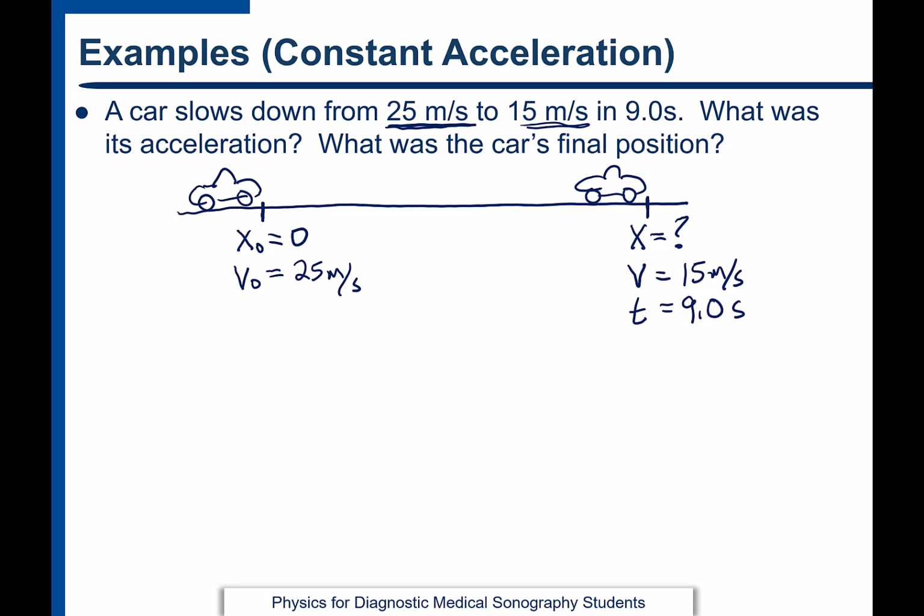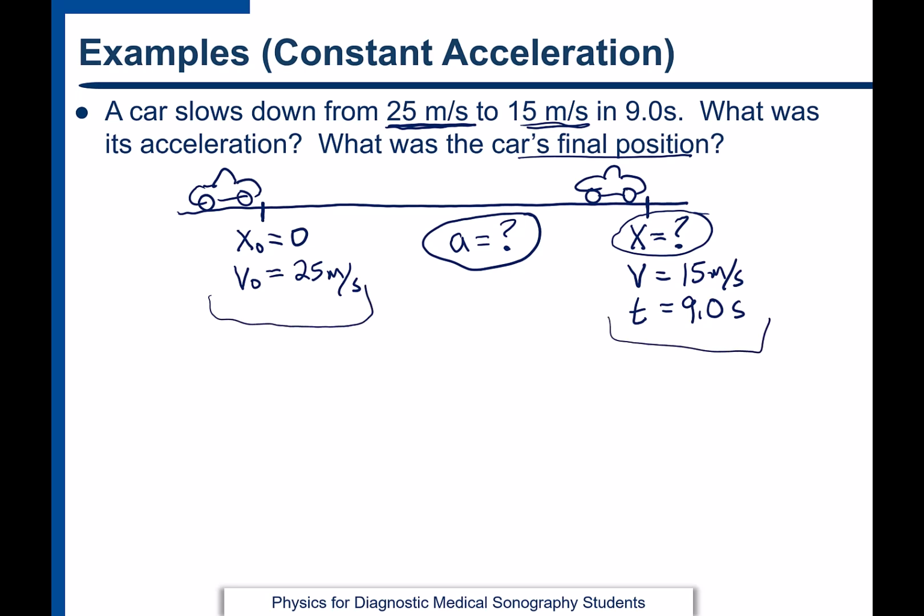Now, there are two things we don't know. We don't know x, and notice that's one of the things we're trying to find. And we also don't know the acceleration. I'll put that kind of in the middle here because the acceleration is the same throughout the entire problem, where these are just initial values and final values.